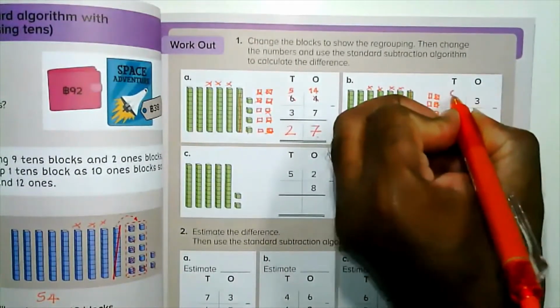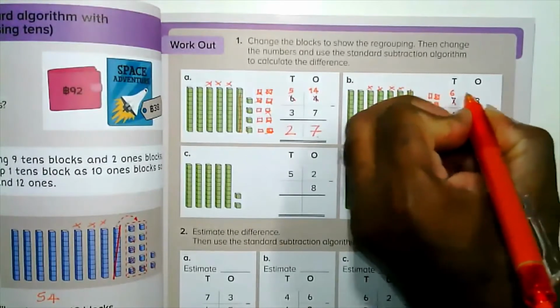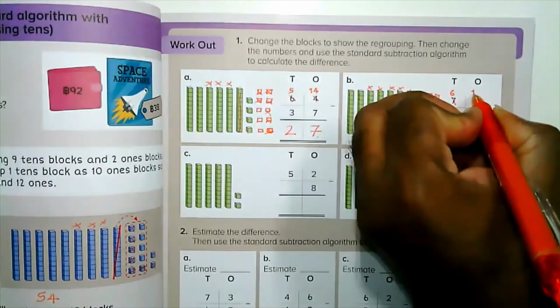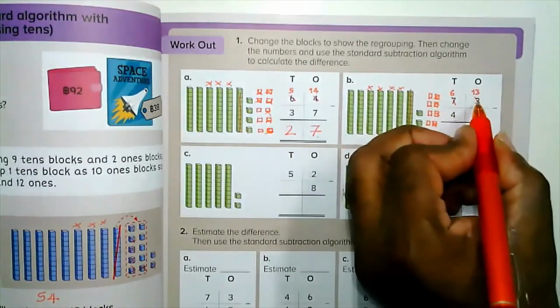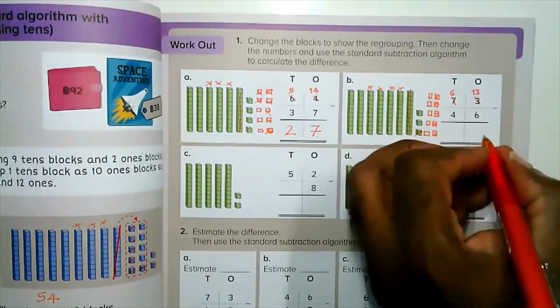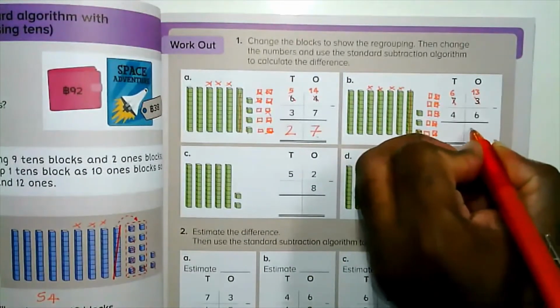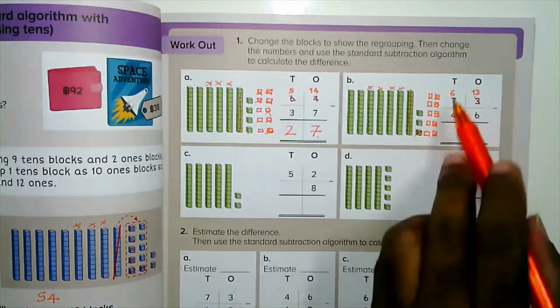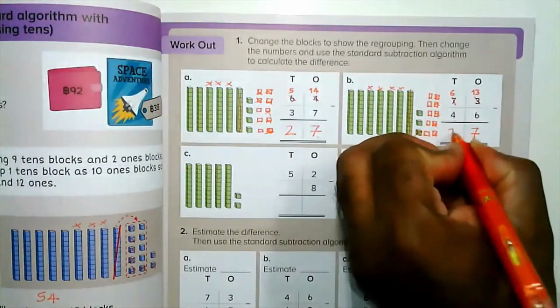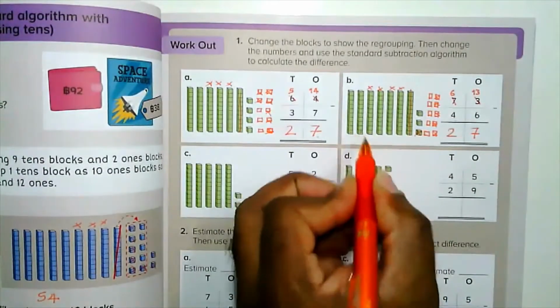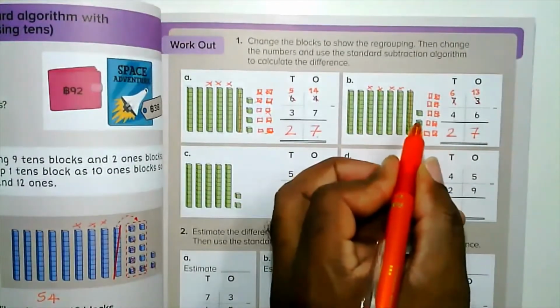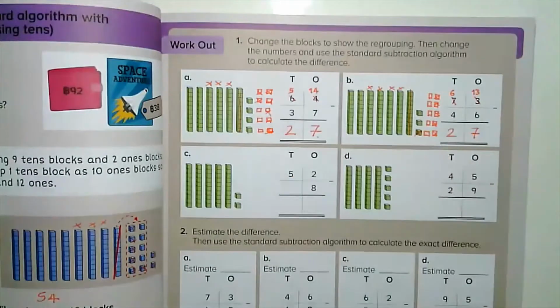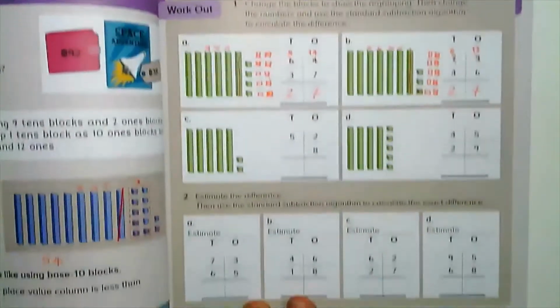Regroup 7 to be 6. Bring the 10 here will be 13. 10 plus 3, 13. 13 minus 6 will be 7. 6 minus 4 will be 2. That's why we have 2 tens, 7 ones. Now part C.